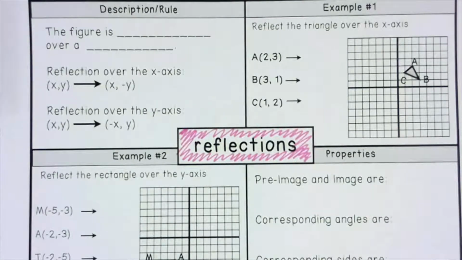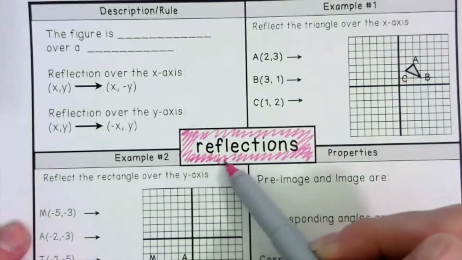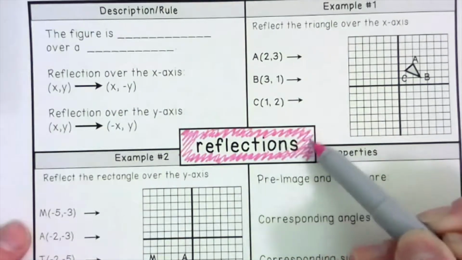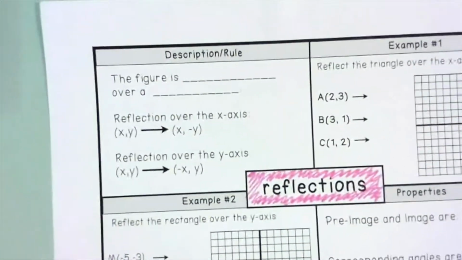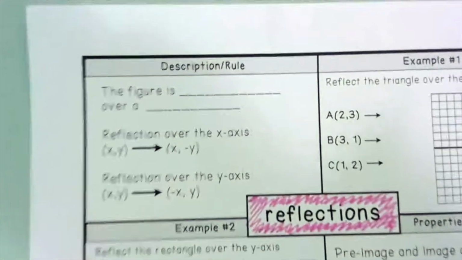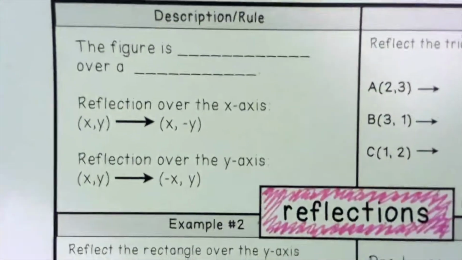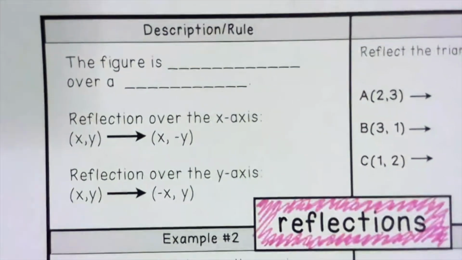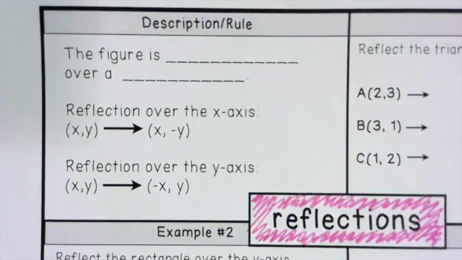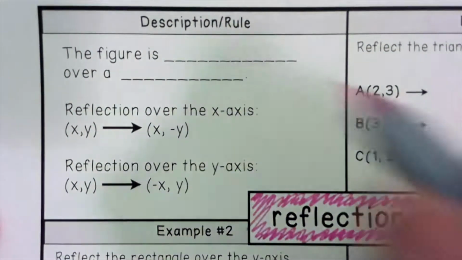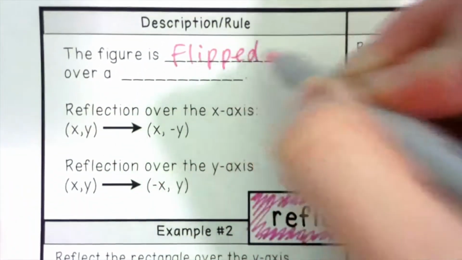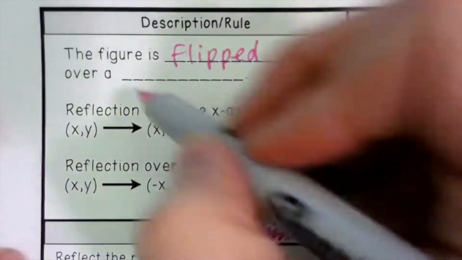Okay, this transformation that we're going to look at are reflections. If you remember, reflections are where we flip our shapes. Let's zoom in here on our description. For reflections, the figure that we have is flipped over a line.